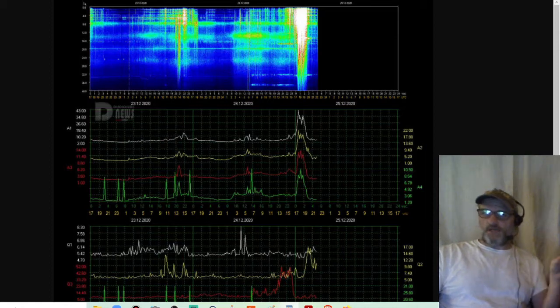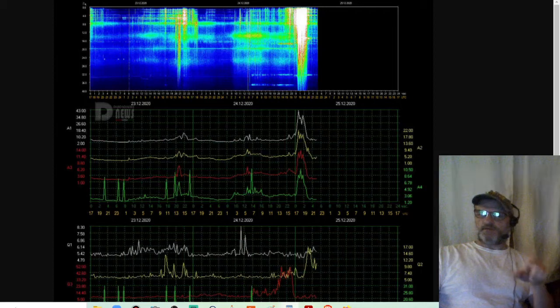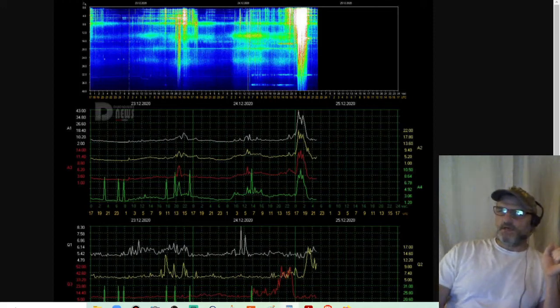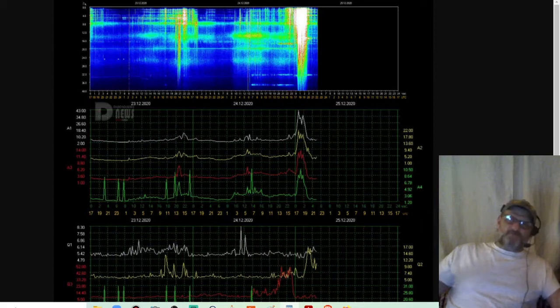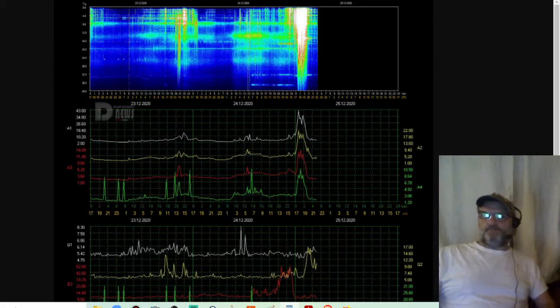Mode 1 is the highest, the tallest. Mode 2, the yellow, is lesser in height, lesser in amplitude. The red is mode 3, lesser in amplitude, lesser in height than 1. And green is mode 4. It's the lowest frequency, the lowest in wavelength, but it is the greatest in intensity because it is the biggest wavelengths that are there.